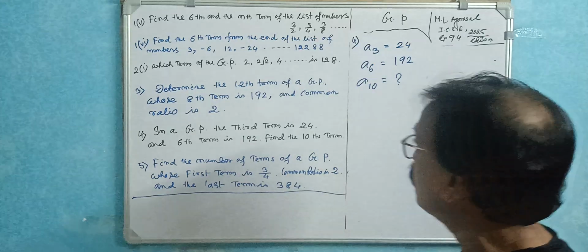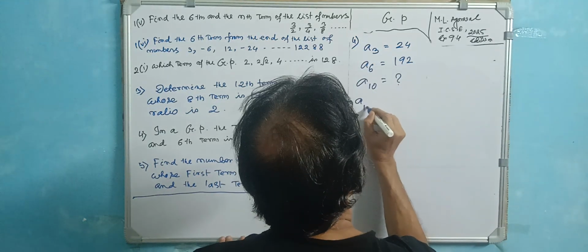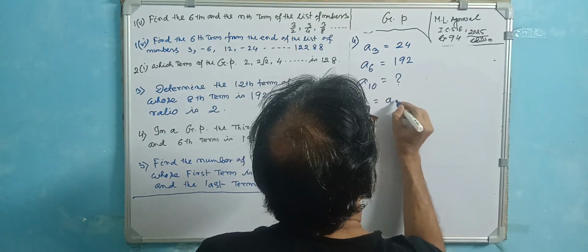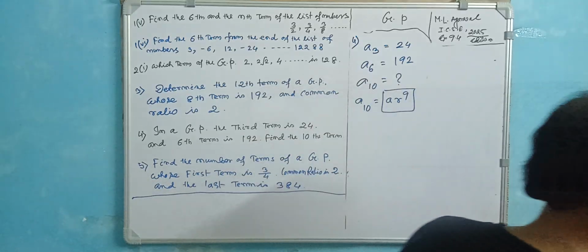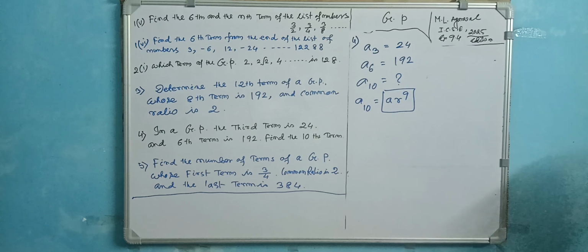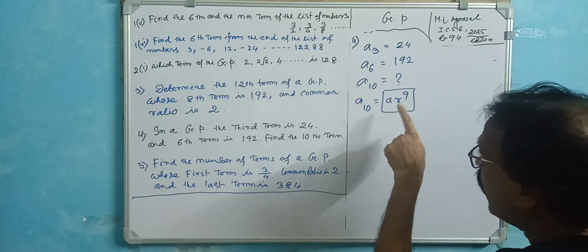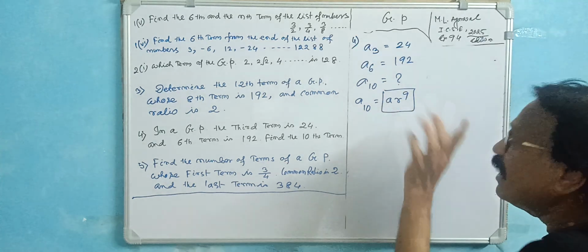If this is the 10th term, that means A10 is equal to A r to the power 9. Actually, you calculate: A10 means A r to the power 9. That means your target is to find the value of A and the value of R.